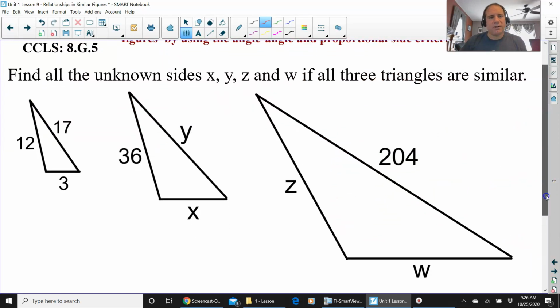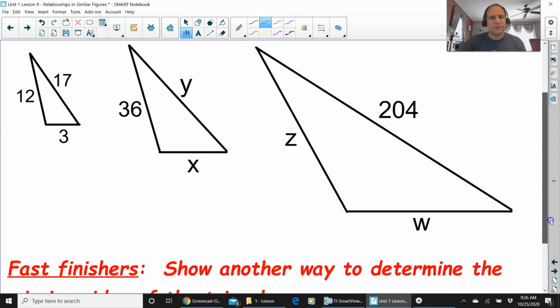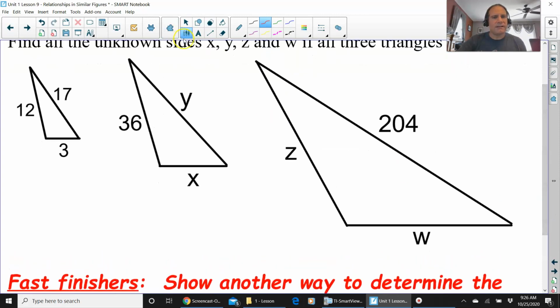Okay, so moving on to this, finding all unknown sides. Go ahead and see if you can do this using all of what we know about proportions. Please go ahead and show your work. Remember, all 3 triangles are similar. All right, and don't worry about that fast finisher. Go ahead, create proportions using the sides, show your work, and then we'll come back and review. Press pause now.